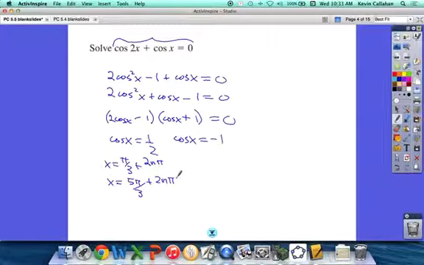How about cosine x equals -1? Cosine x equals -1 there. So what's the angle? Pi. So x equals pi plus 2n pi.